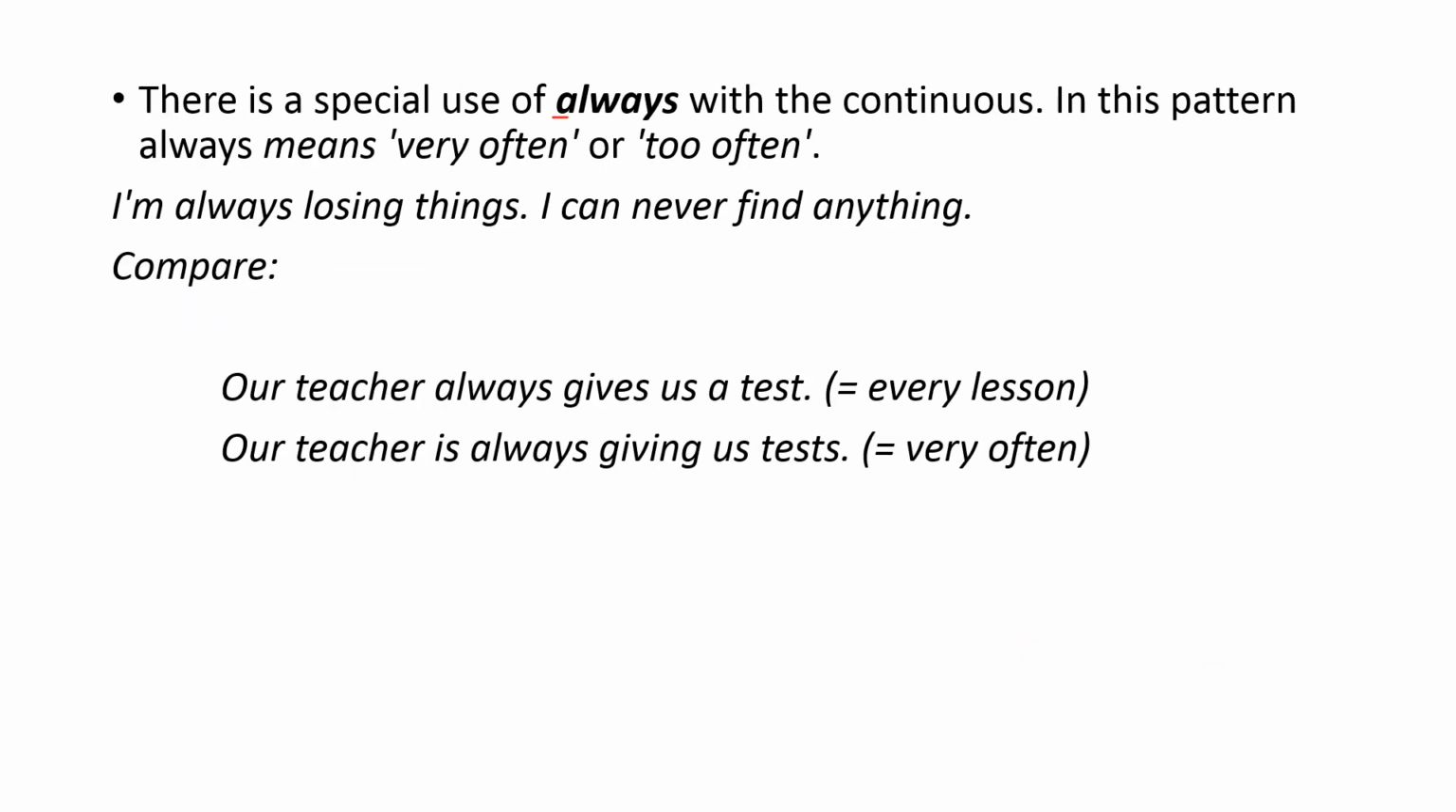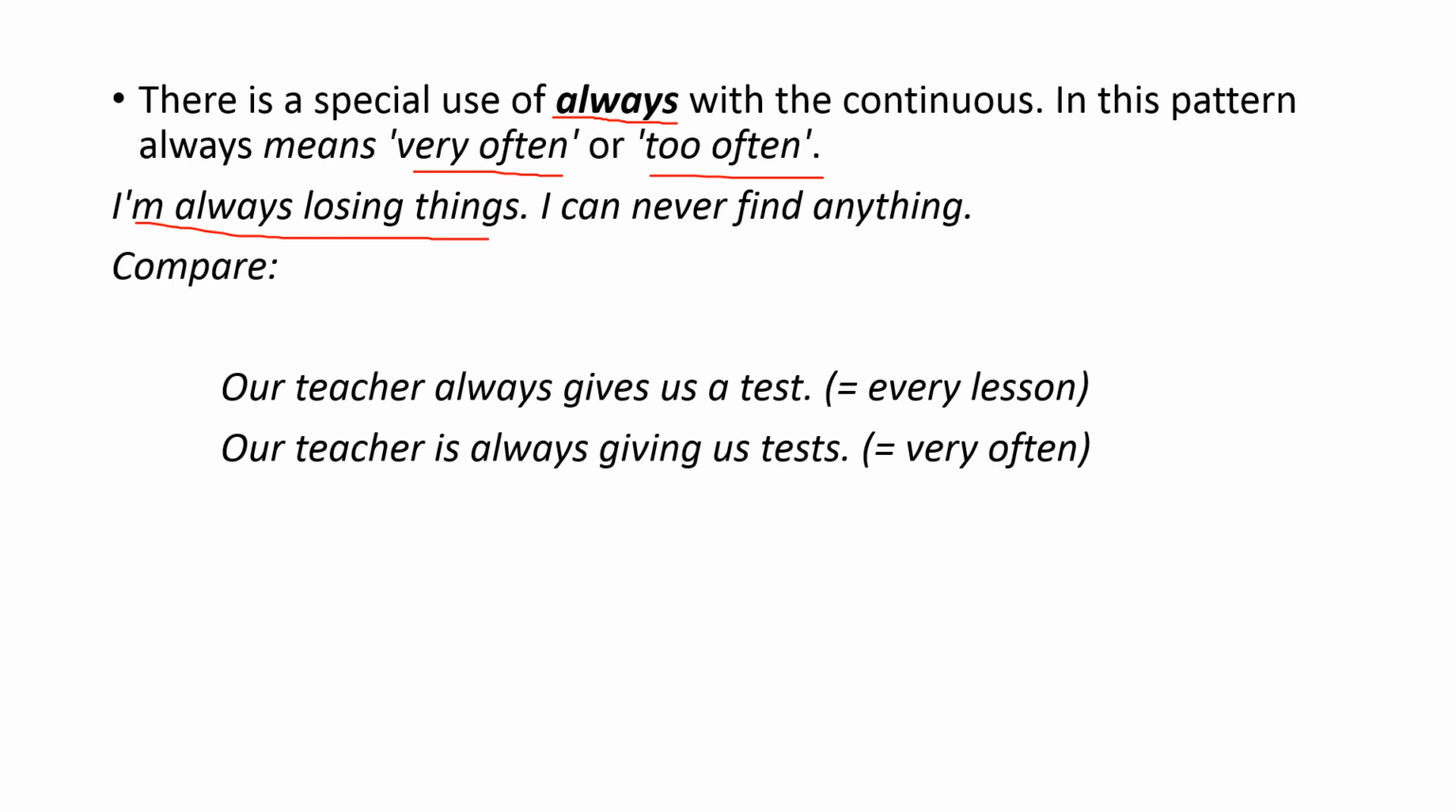I said just now, always is one of the adverbs of frequency which we use with the present simple. However, we can use always with the continuous to mean very often or too often. When we say, I am always losing things, this is something which happens to me very often. I can never find anything.